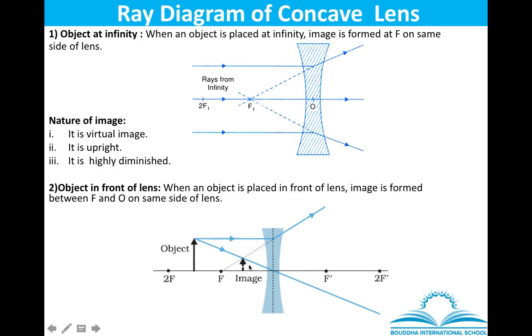So it means the image is forming between F and O on the same side of the lens. So the nature of the image: since it is formed by produced rays, it is not a real image, so it is virtual. Virtual means erect, and you can see the size of the image is smaller than the object, so it is diminished. With this, we finish ray diagrams.